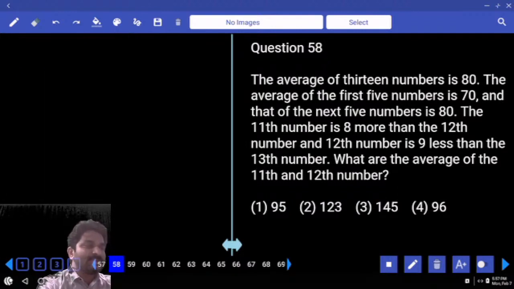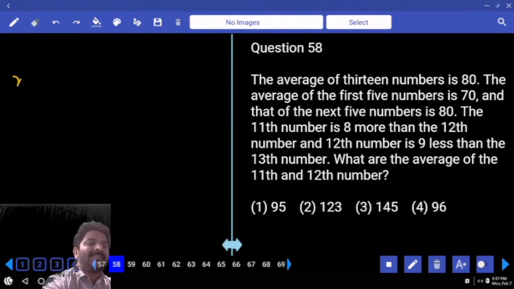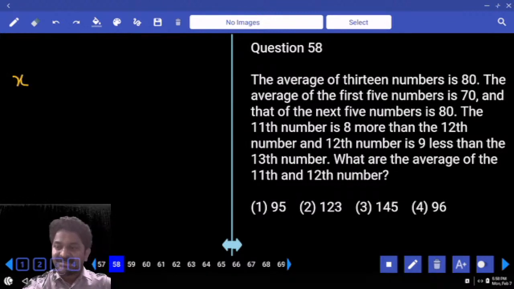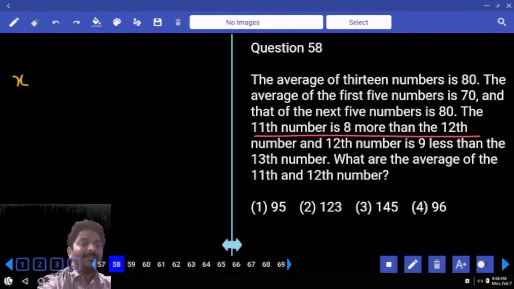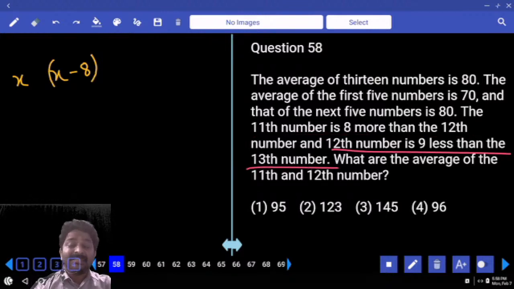If it is a number missing case, do we go for direct effect or reverse effect? Reverse effect. Okay, right. Next, continue. The 11th number is 8 more than the 12th number and the 12th number is 9 less than the 13th number. What is the average of the 11th and 12th number? Let me take the 11th number as x, which is 8 more than the 12th number. Then the 12th number will be 8 less than the 11th number only. Next, the 12th number is 9 less than the 13th number. Then the 13th number will be 9 more than the 12th number.